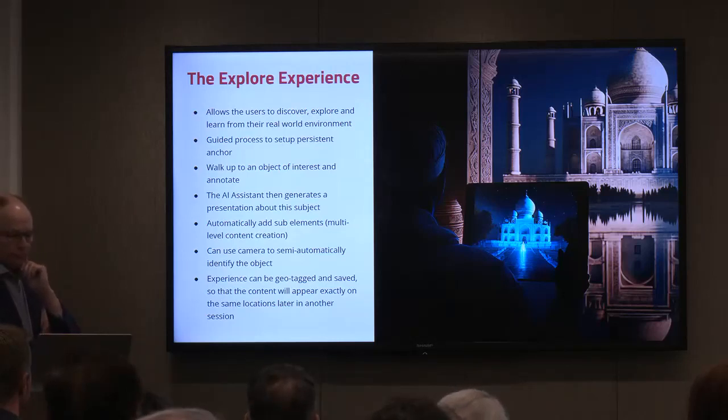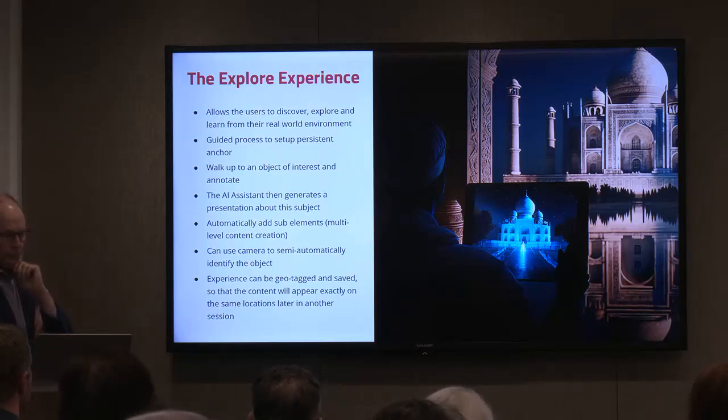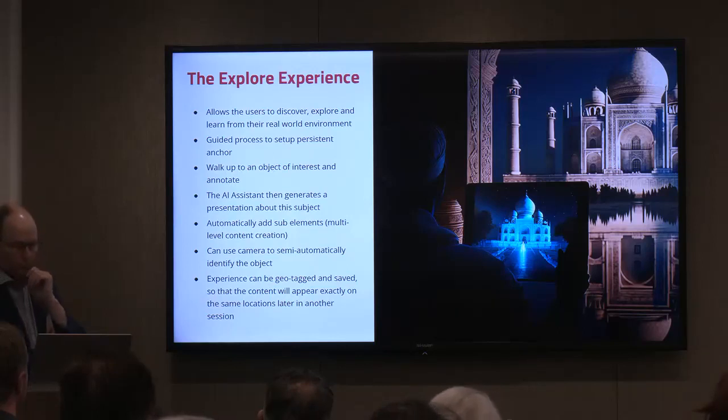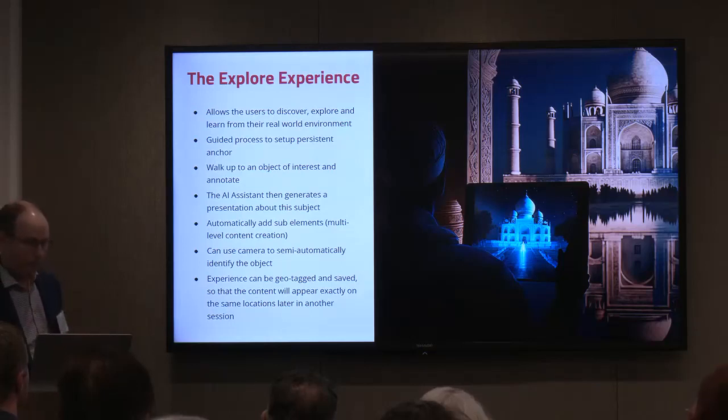And in case you don't have a clue about what this object is, what you can do is use the camera AI function to take a picture of that object, and then we will do a visual search using AI to try to recognize and analyze what it is, and then give you a choice to choose the correct name for that.